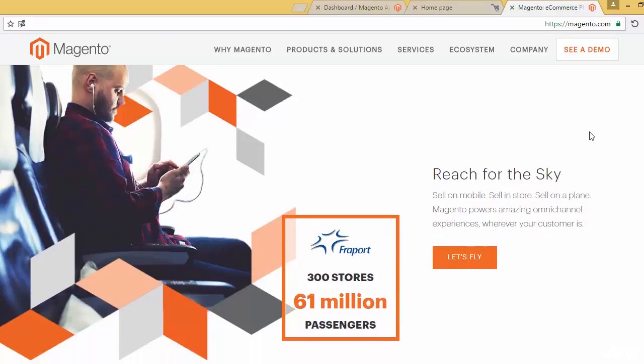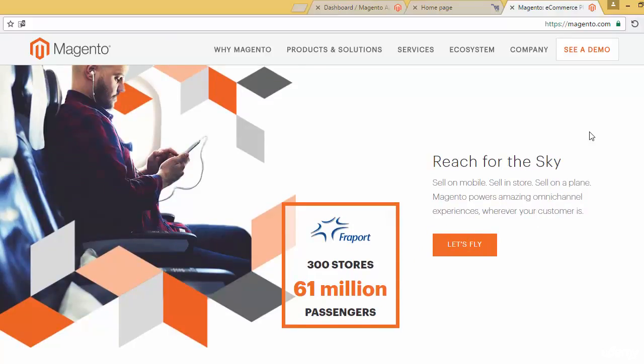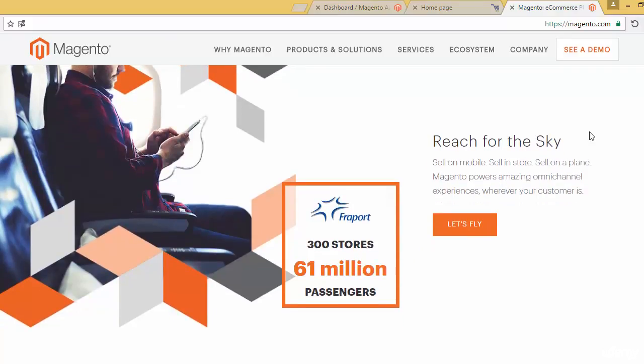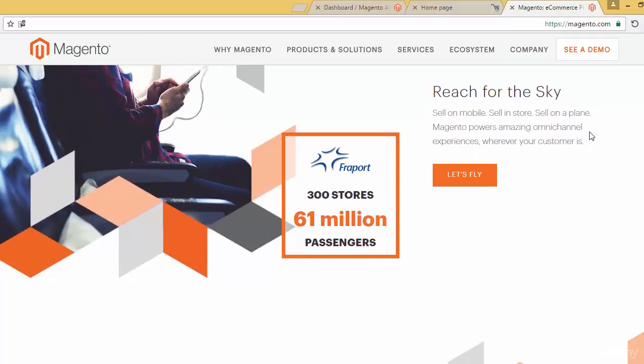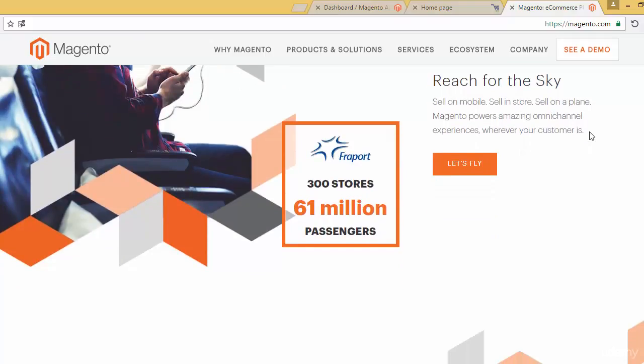Following are the categories of e-commerce. B2B, which stands for business to business. This transaction is between businesses, between wholesalers and retailers, or between a manufacturer and wholesaler.